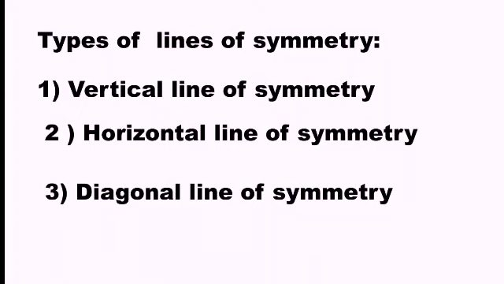Those imaginary lines which divide a shape into two equal halves vertically, that means in standing position, are called vertical lines of symmetry. Those which divide a shape into two equal halves horizontally are called horizontal lines of symmetry, and those which divide the shape diagonally are diagonal lines of symmetry.